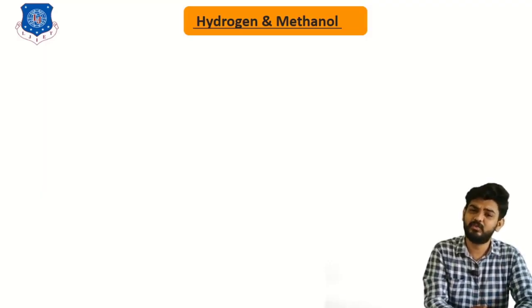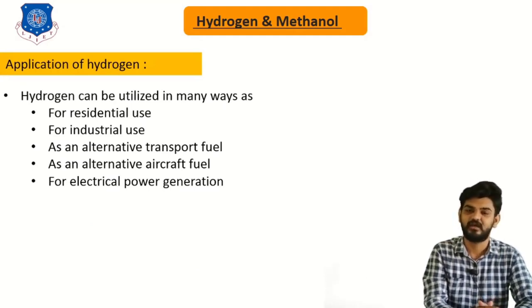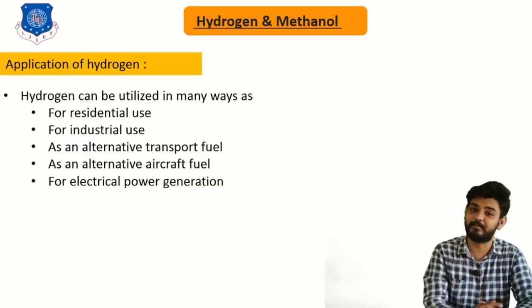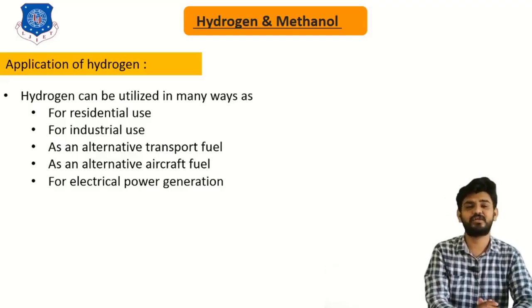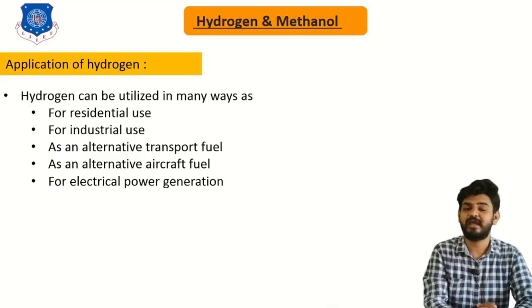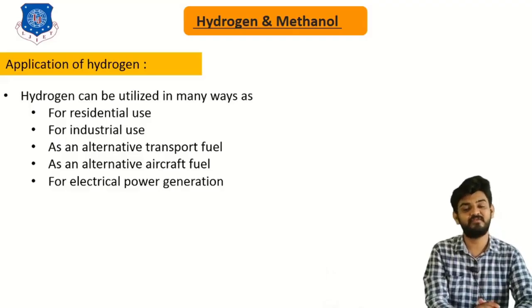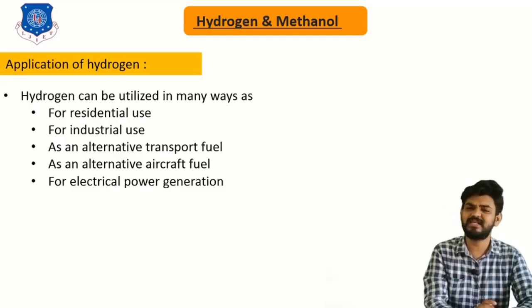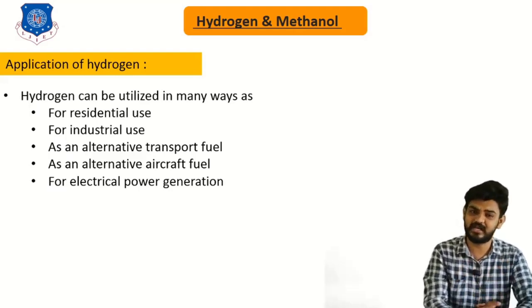So now let's move to the next topic of this chapter, and that is application of hydrogen. Well, hydrogen can be applied to many applications and it can be utilized for many purposes, such as for industrial use. So we are at present utilizing different fossil fuels and natural gas for industrial purposes. This natural gas and fossil fuel can easily be replaced by hydrogen gas. For residential purposes, hydrogen can also be used and it can easily replace the LPG cylinder and different natural gases.